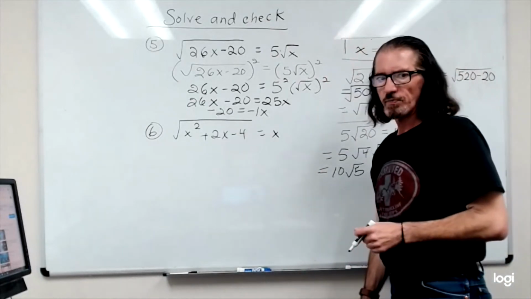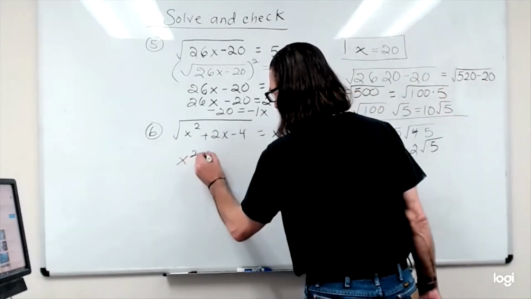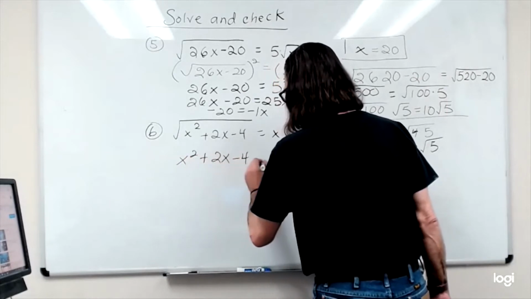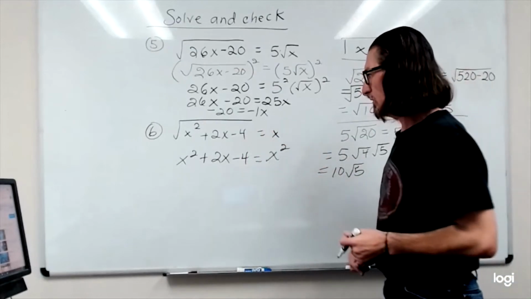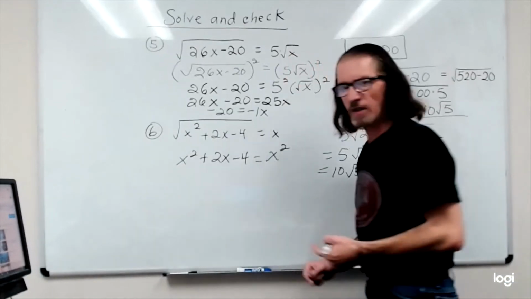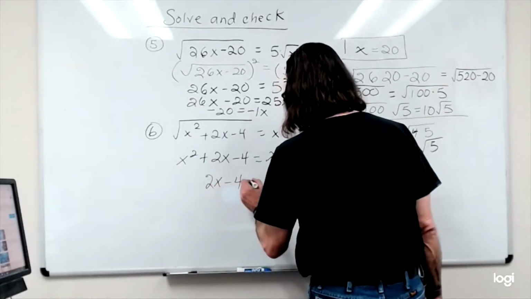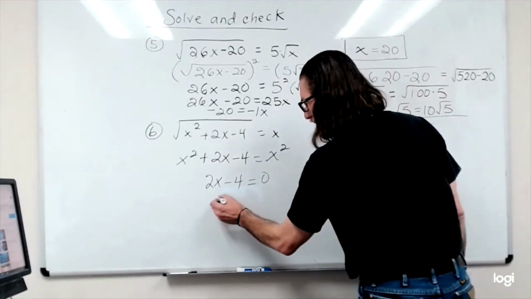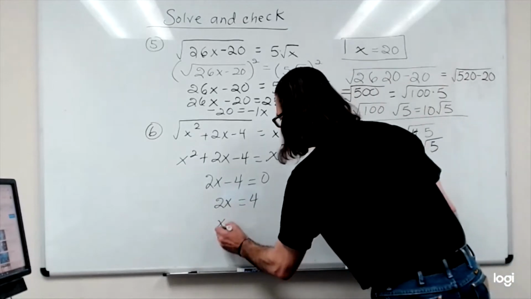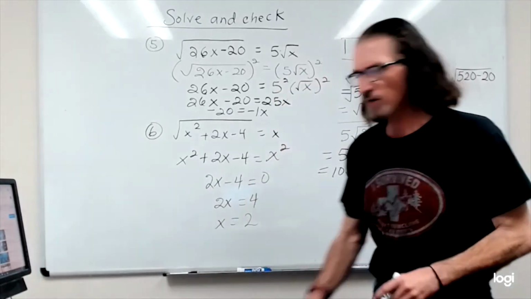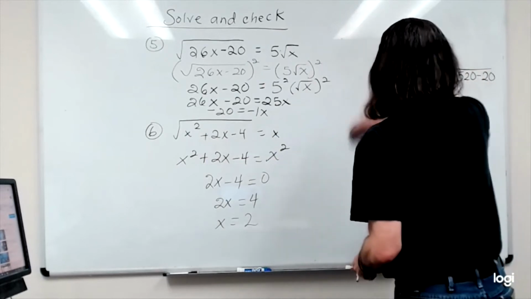On number 6, the square root is already isolated. So square both sides. It'll cancel the square root on the left. And now we have x squared on the right. Combining like terms, the x squareds are going to cancel out. I'll subtract x squared from both sides to get 2x minus 4 equals 0. Add 4 to both sides and divide both sides by 2. Let's see if that checks out. x is equal to 2 when we plug 2 in for x.